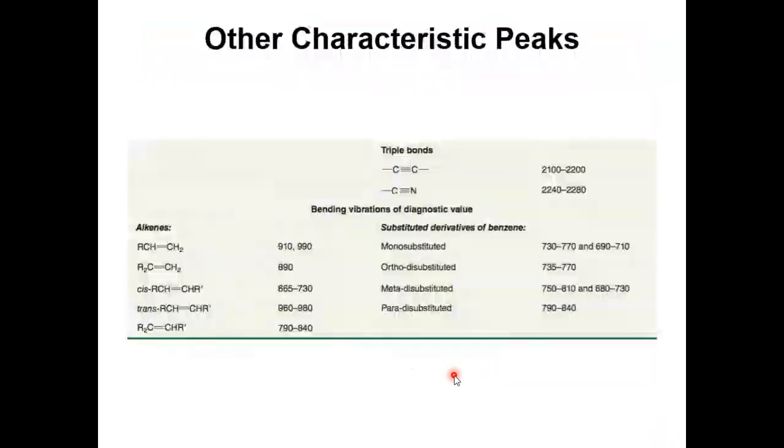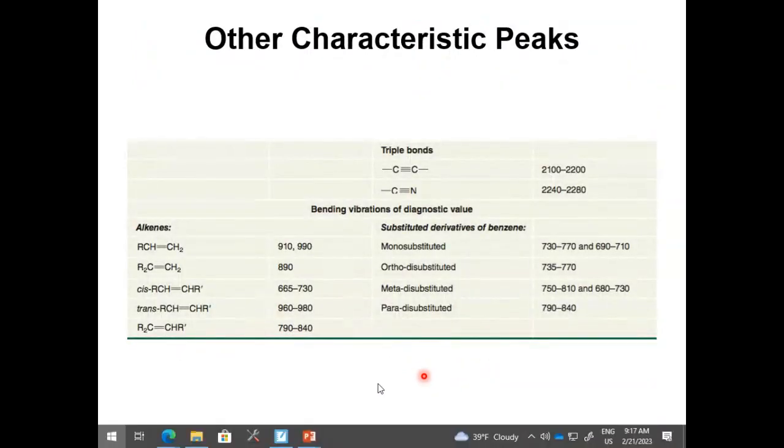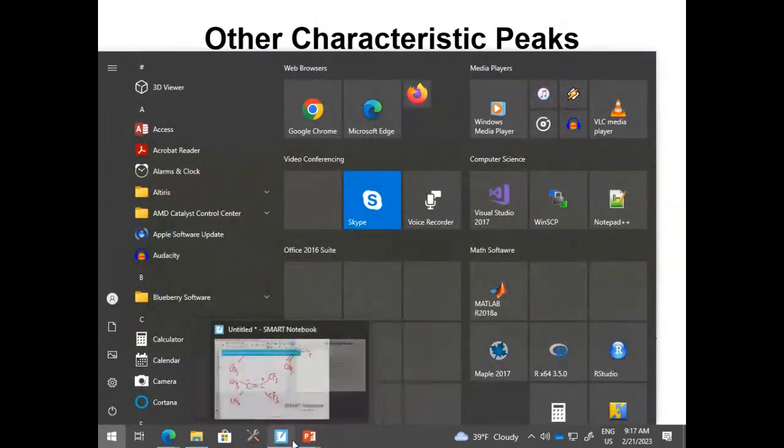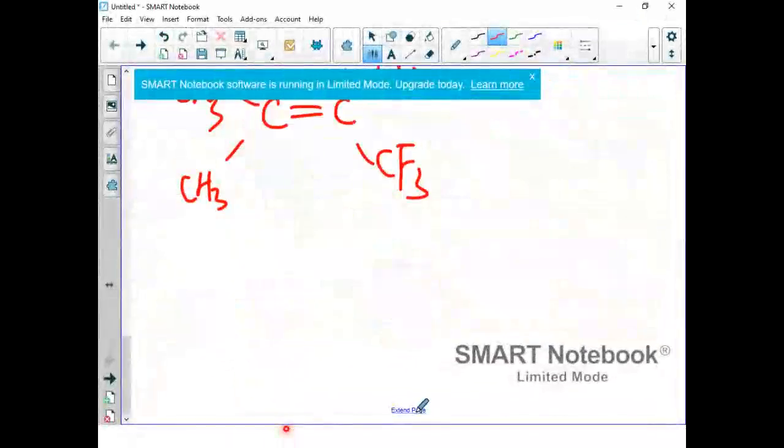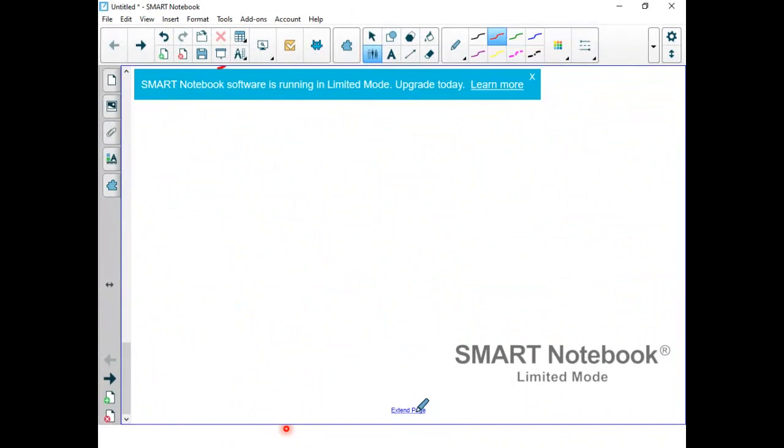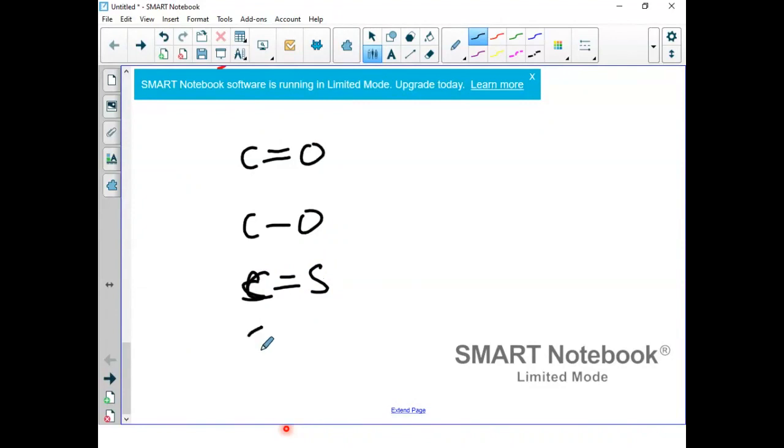So this is something I do ask you to understand. Now, just with knowing this, I'm going to ask you: out of those five bonds, which one has the highest stretching vibration frequency?